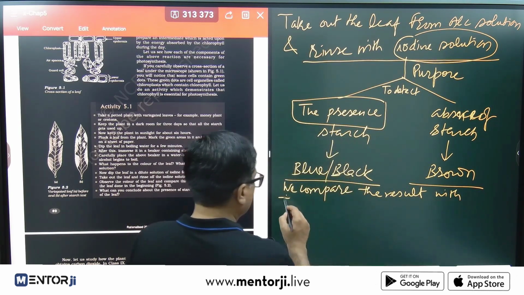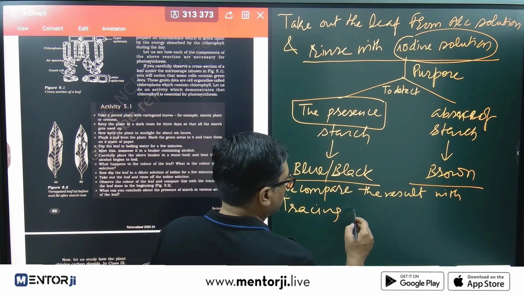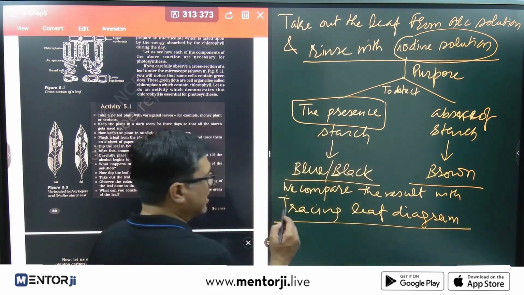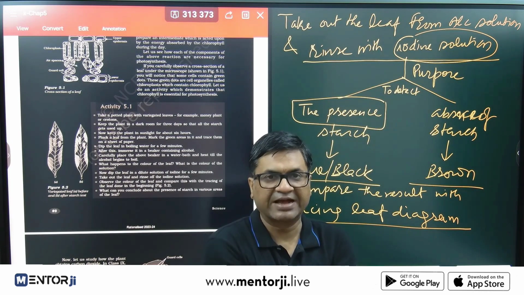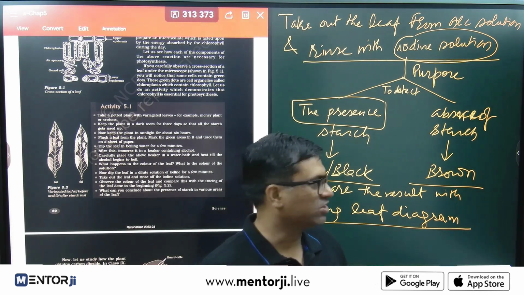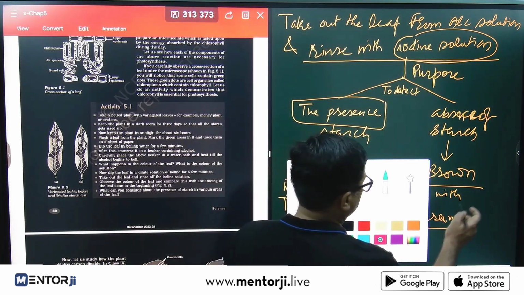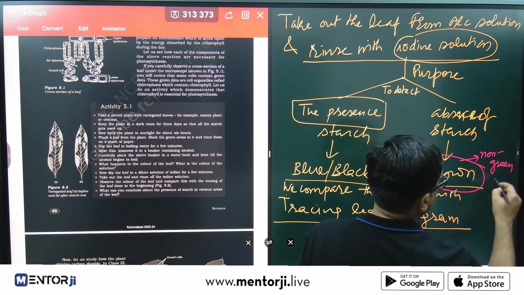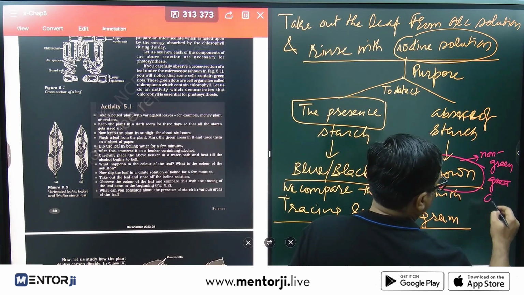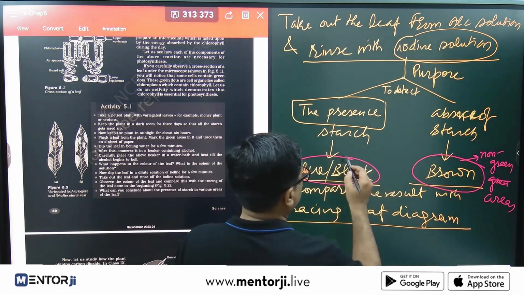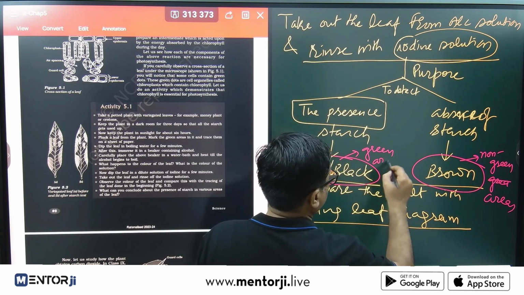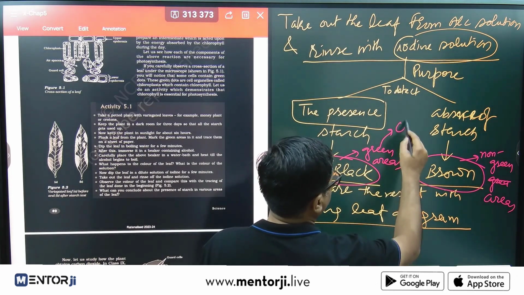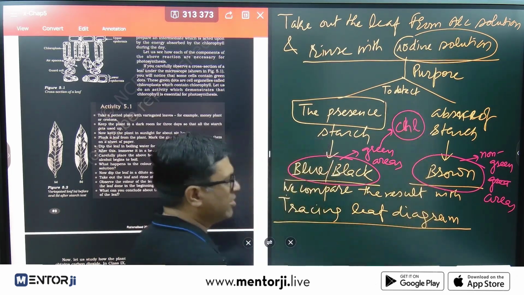The tracing diagram of the leaf that we made, we will compare and match with it. When you match, you will find that brown color appears where there are non-green areas, and blue-black color appears where we have the green areas. So that will confirm only the green areas contain chlorophyll, not the non-green areas.